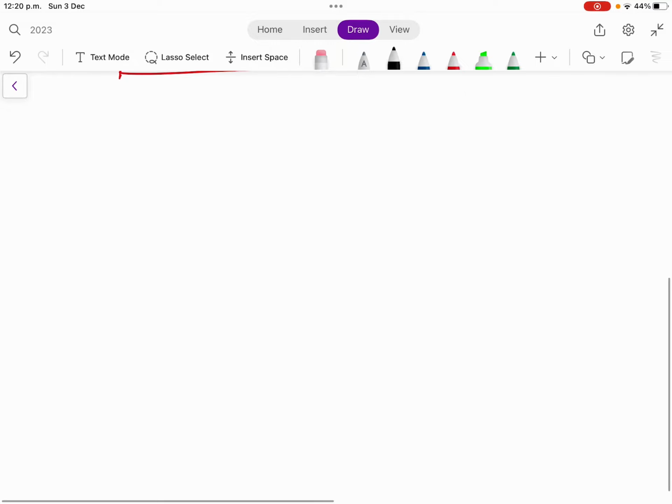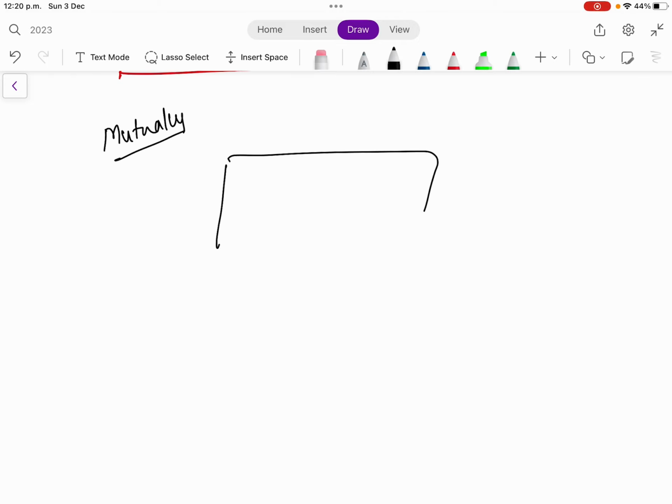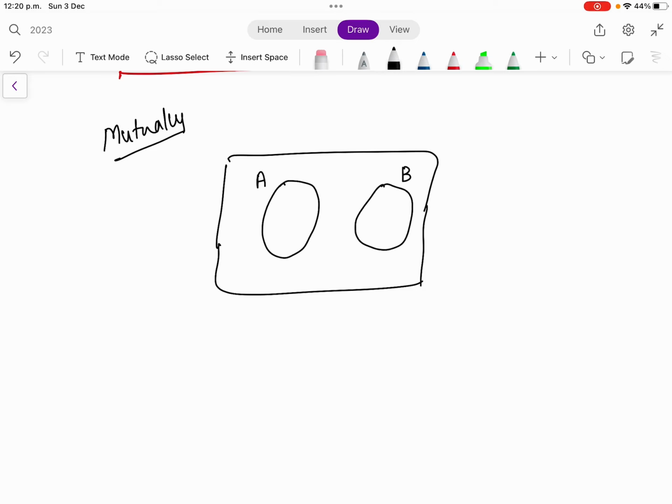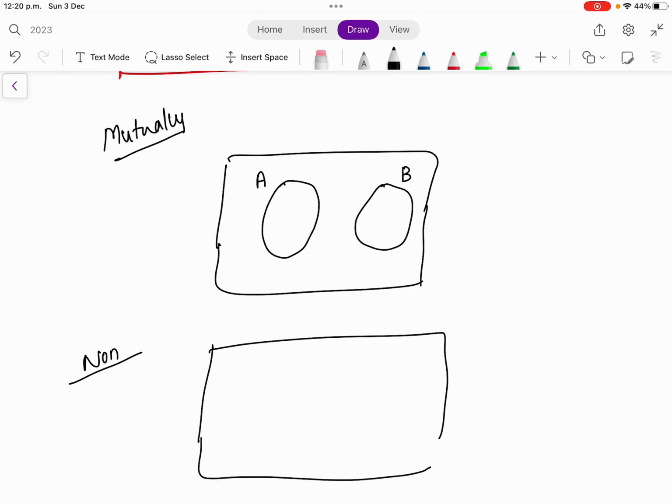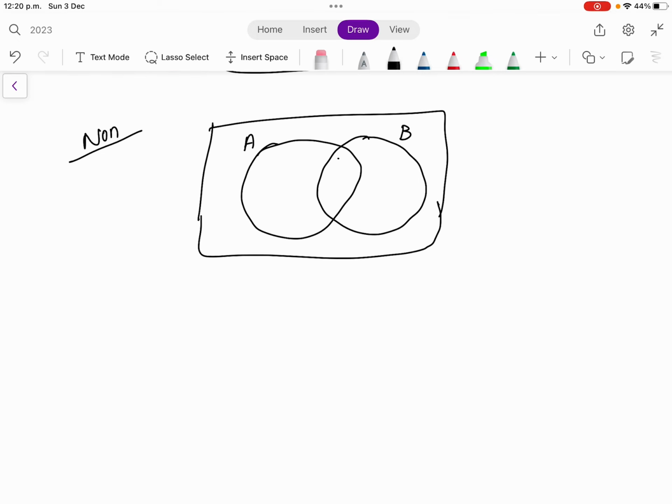Now, in the case of Venn diagrams, for mutually exclusive events the Venn diagram will look like this. If this is the whole set, this is event A and this is event B. For non-mutually exclusive events, there will be an overlap because they can both happen together. This section is P of A intersection B.